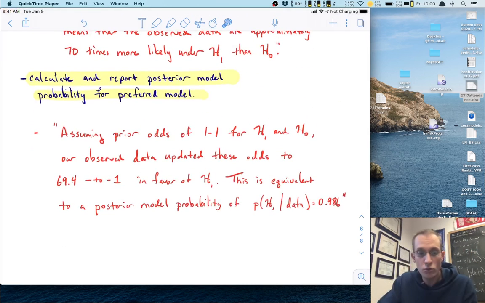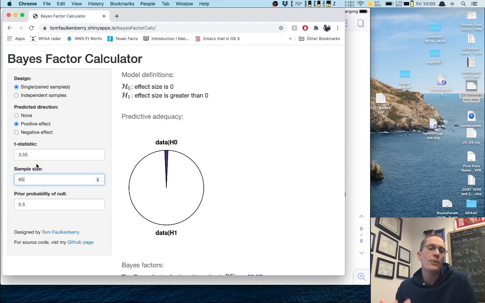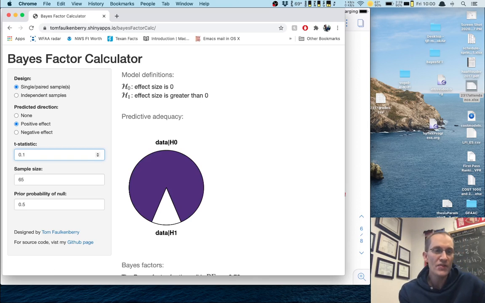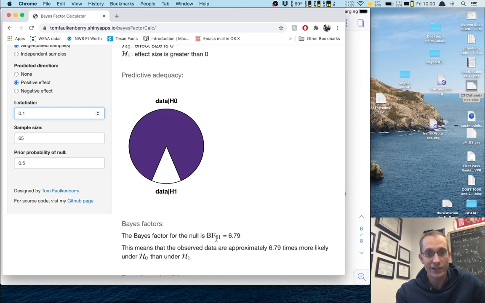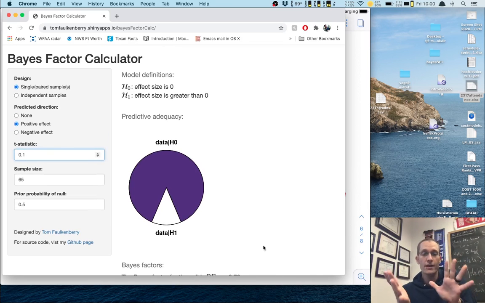So real quick, I want to show you what would happen in a situation where we would have support for the null instead. So suppose that we did a t-score and we got a very, very small t-score, like maybe 0.1. Okay, so in this case, you can see that much of the plot is in favor of H0, and we got a Bayes factor in favor of the null of almost 7. And so then these things would all update appropriately. Okay, so it can happen that you can get support for either one of the models. And the nice thing about Bayes is you can interpret them directly. You don't have to say, well, I failed to reject something. None of that's going on here. You get a direct measure of support using the Bayes factor.